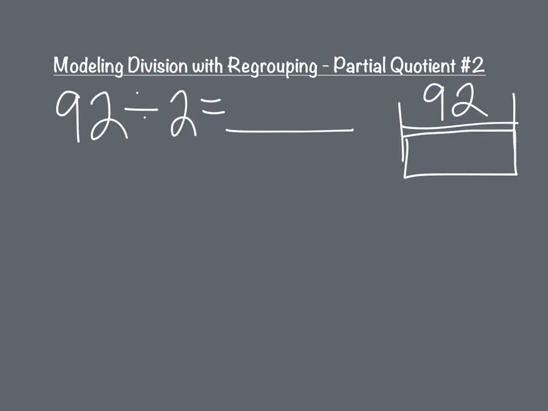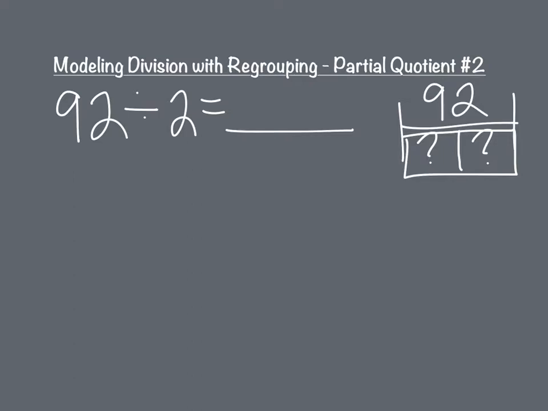How many groups do I have? Excellent, 2 groups, meaning I have 2 boxes. What do I put inside of each box? Good, yes, question mark, because that's my unknown. I don't know how many are in each group. I have 92 and 2 groups.